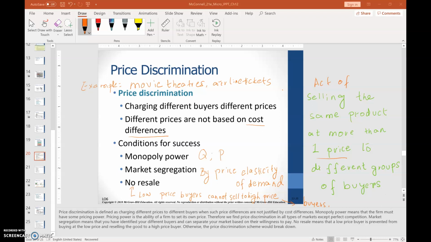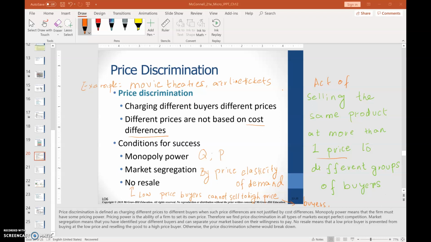Examples are movie theaters that charge different prices based on the time and age of the buyer. Then we have airline tickets. They are charging higher prices to business travelers compared to non-business or leisure travelers.